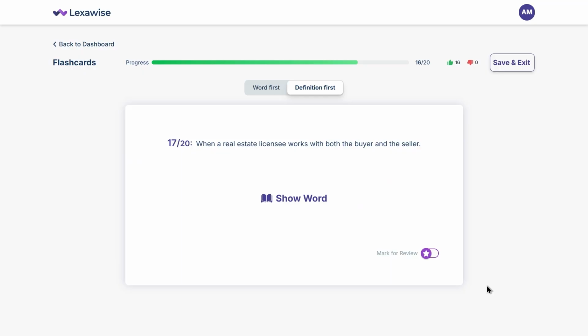This situation requires full disclosure and consent. When a real estate licensee works with both the buyer and the seller. What's it called when you represent both sides? The term is dual agent.